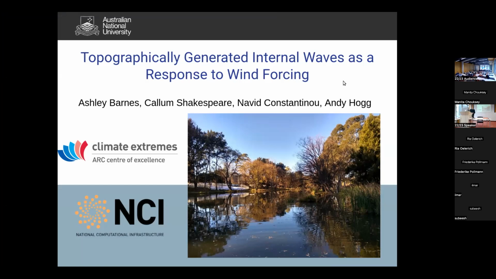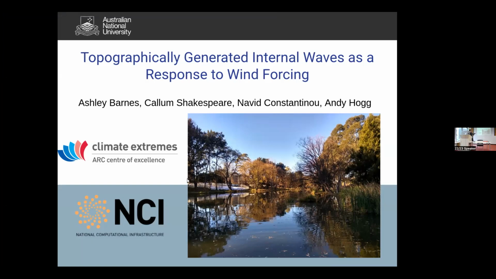Yeah, so we're talking about topographically generated internal waves as a response to wind forcing. So this is just a bit of an intro. This is my favorite place at the Australian National University campus. And what I like about it is it's quite idyllic, but behind that tree is Australia's supercomputer.